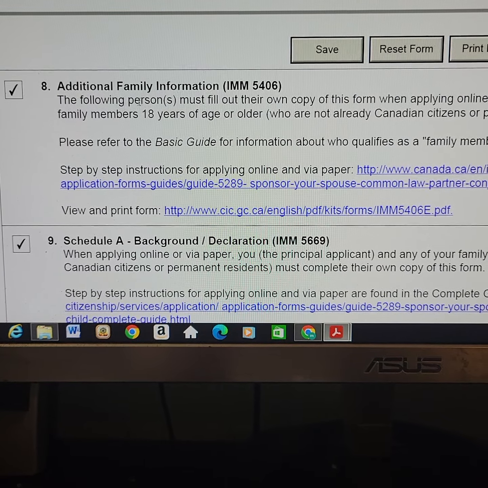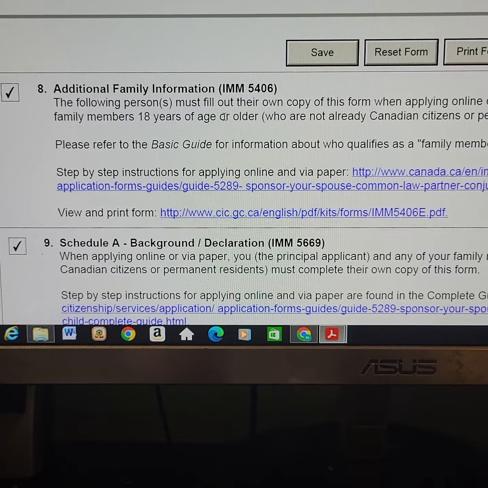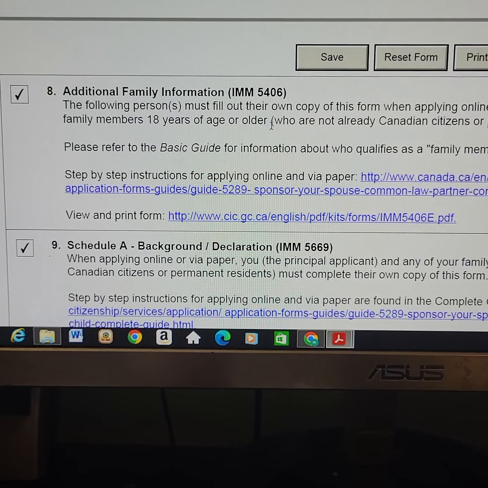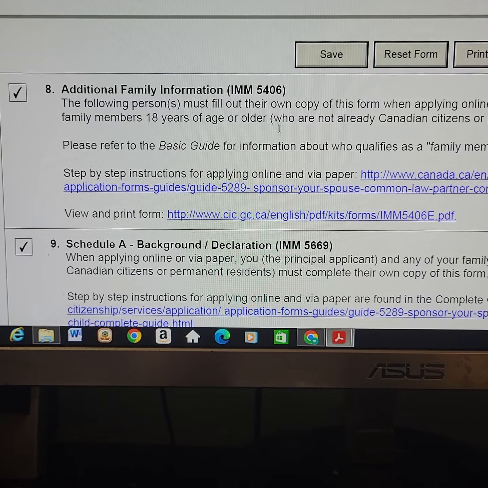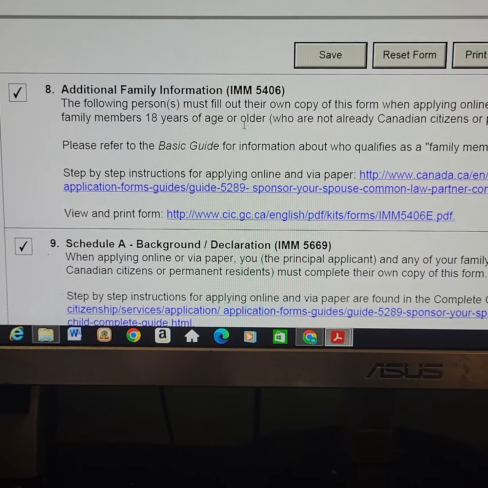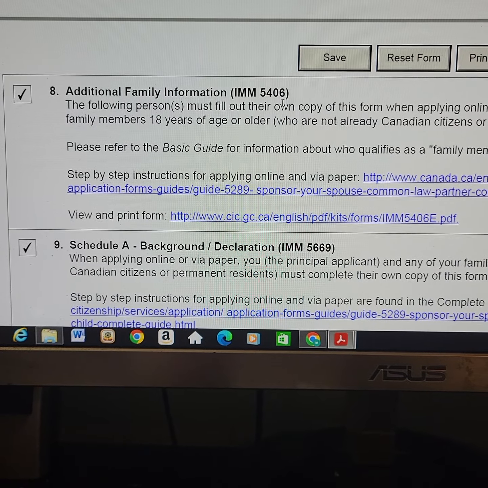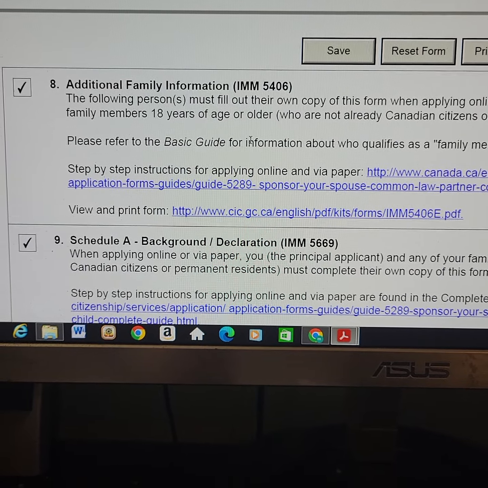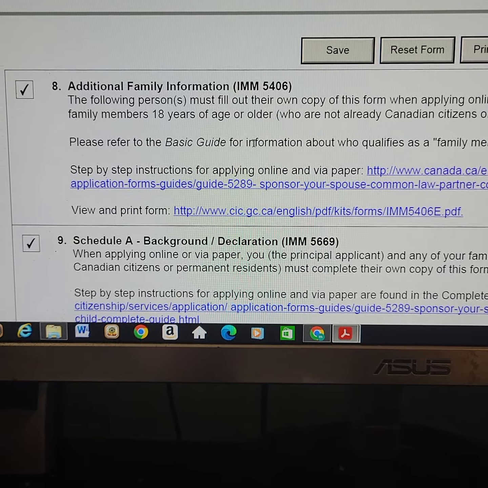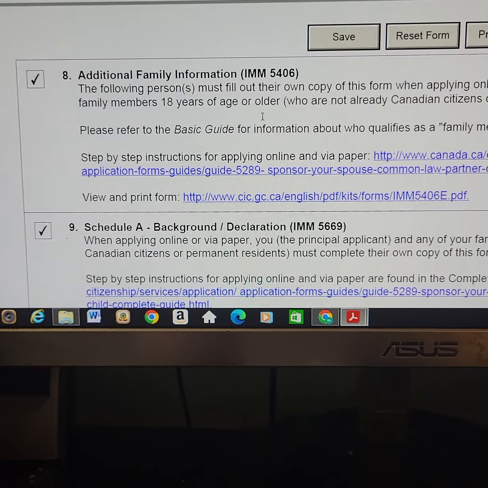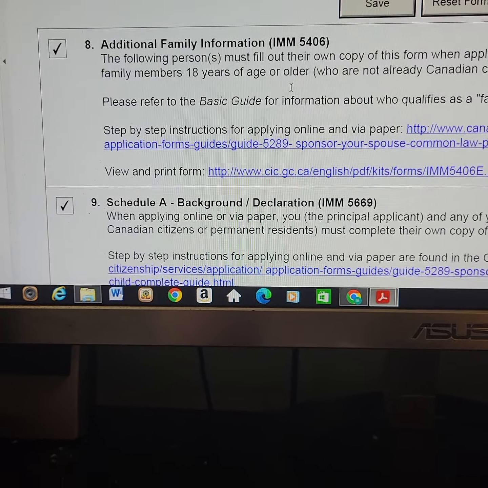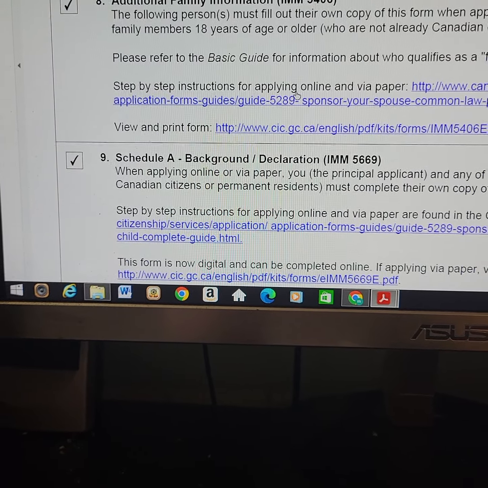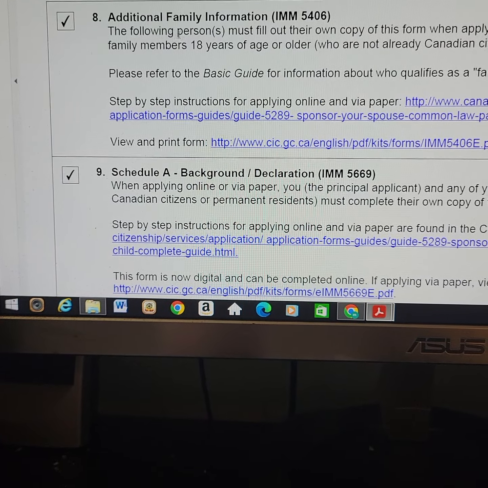Here we go, additional family information. This would be the form that is for your siblings and your parents, because if you do not fill out this form, you won't be able to sponsor your family members later when you come to Canada, and you want to bring your mom or your dad, your sisters, your brothers to visit you. You won't be able to do so because you didn't fill out this additional family information.